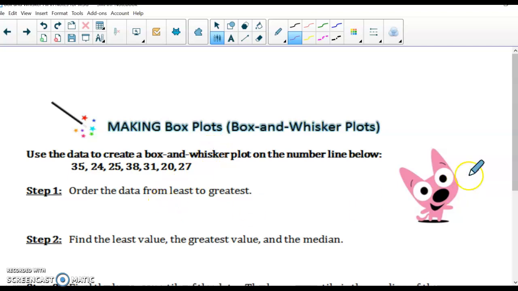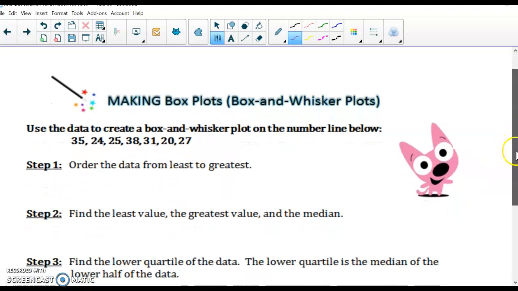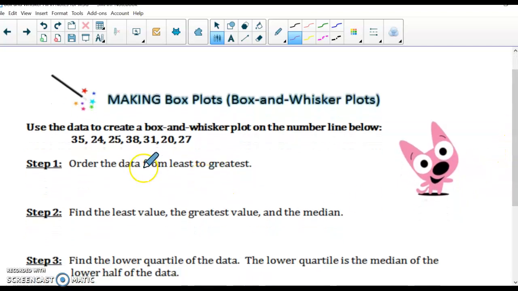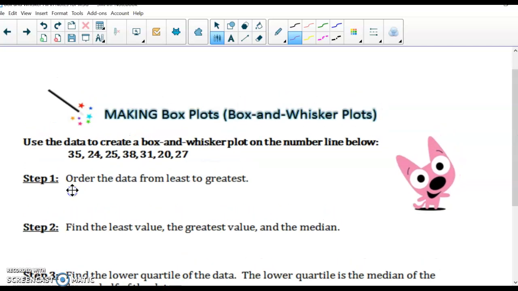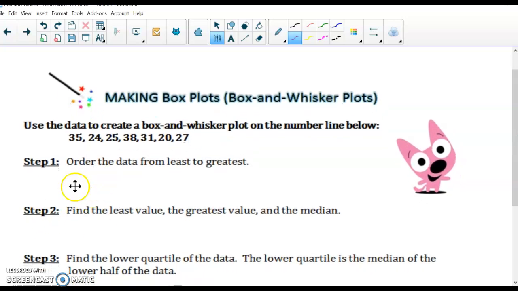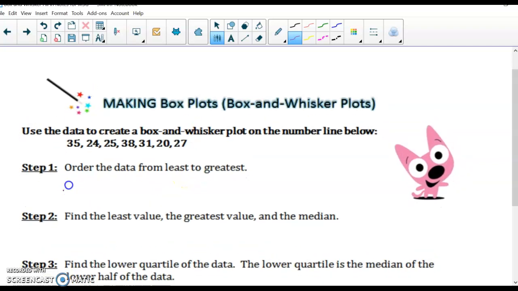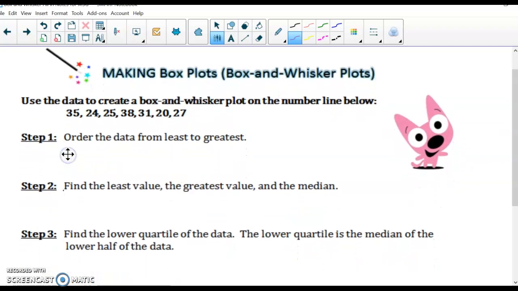Okay, so making box and whisker plots. I'm going to have to go through this kind of quickly. I need to order the data from least to greatest. Let me try to write with my fingers. So here I'm going to do, oh, no, can't do that.